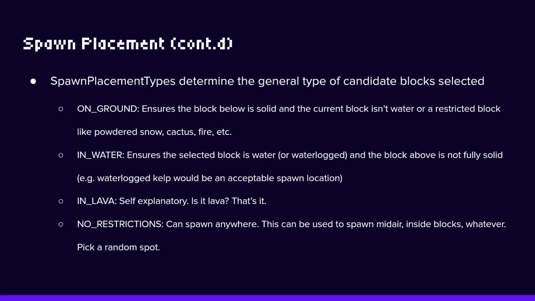And you have in water, which ensures that the selected block is water or waterlogged, and that the block above it isn't entirely solid. So the good thing about this is that waterlogged kelp is a totally fine spawn location. Inside the ground, not an okay spawn location. And you have in lava, it's in lava, that's it. And you have no restrictions, where it can spawn anywhere. So you can spawn midair, inside blocks, anywhere. Given the game probably isn't going to pick those spots for you because of this next thing.